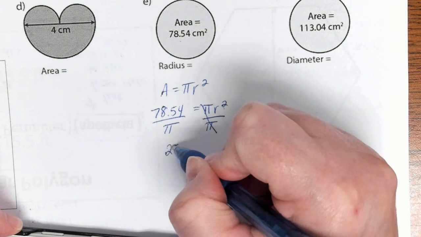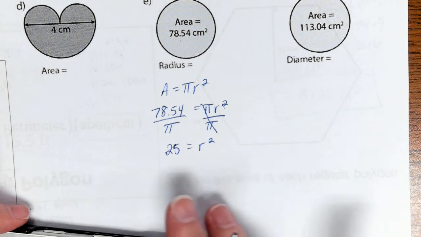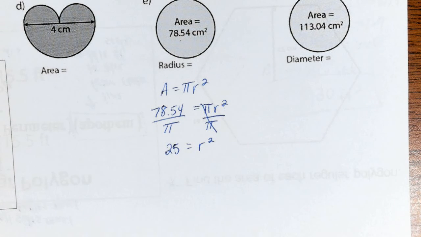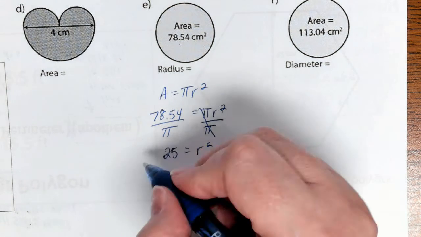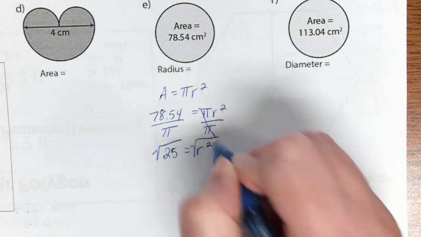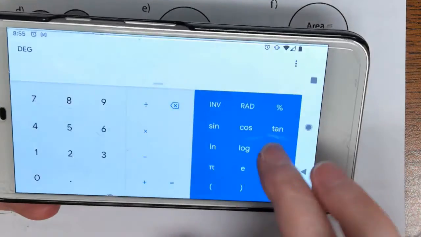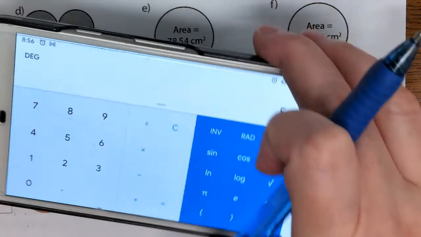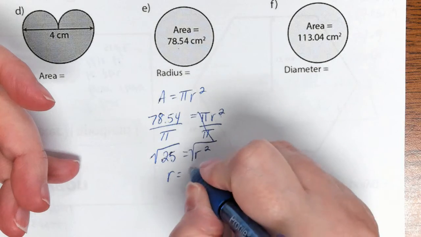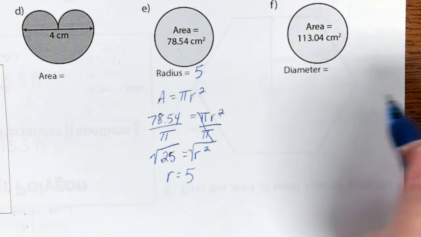So we've got 25 equals r squared. Do y'all remember how to work backwards from a squared? Y'all remember what the opposite of squared is? Square root. Thank you, Dylan. So if I square root this, that'll tell me what r is. So the square root of 25 is 5. Okay? So the radius is 5. That means from the middle to the edge is 5.